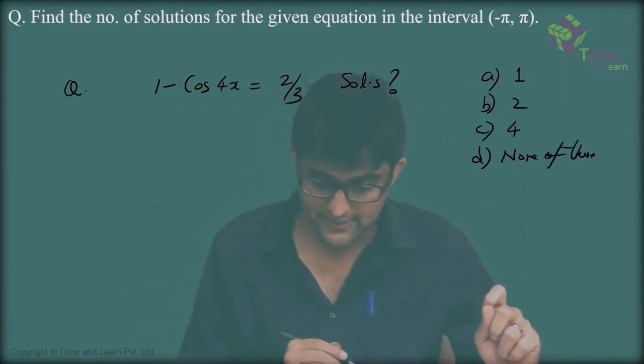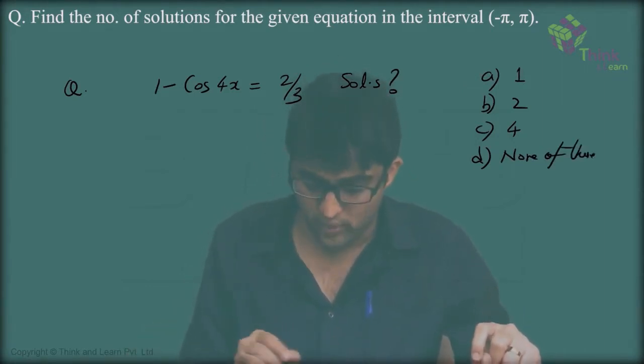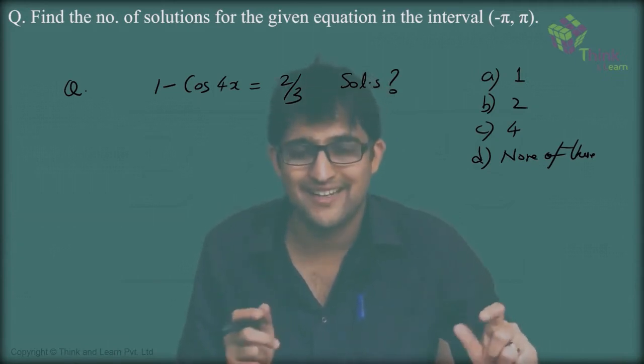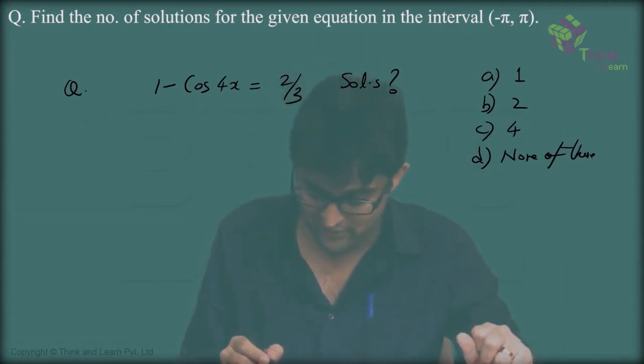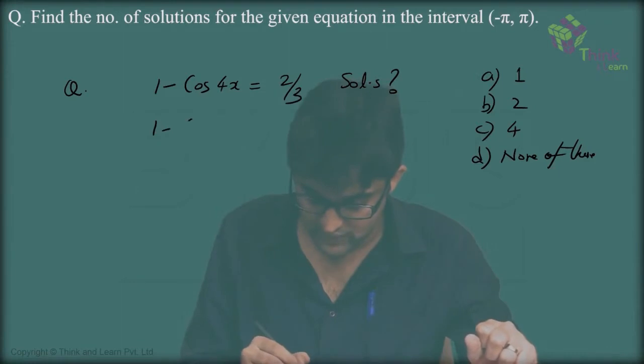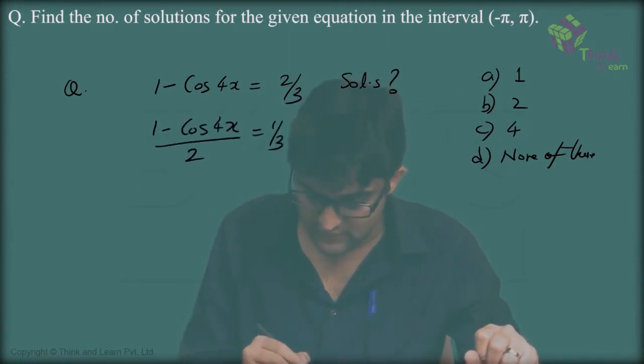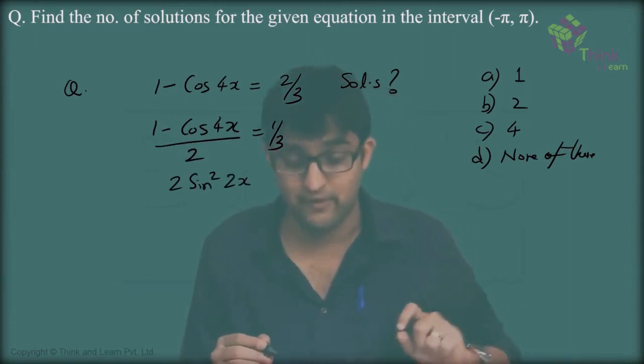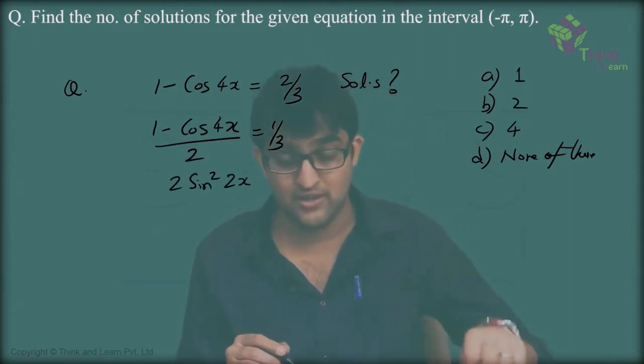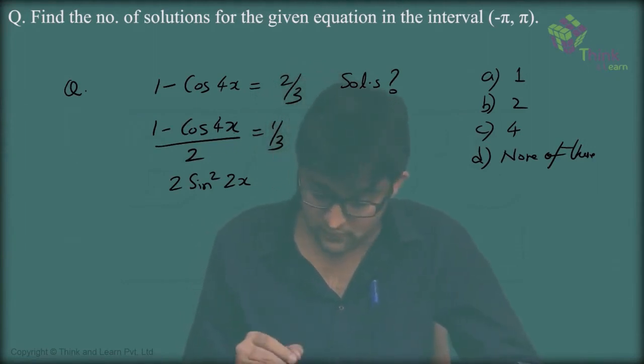How will you do this question? 1 minus cos 4x looks complicated. Let's make it a simpler one-term trigonometric function. So I bring the 2 here. It becomes 1 minus cos 4x by 2 is equal to 1 by 3. This becomes 2 sine square 2x. You know why? 1 minus cos theta is equal to 2 sine square theta by 2.